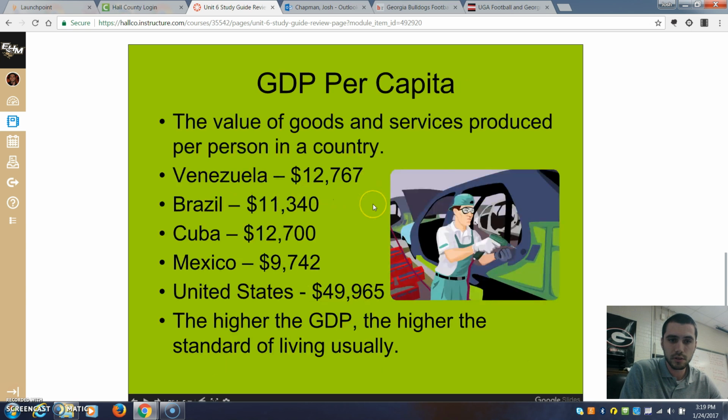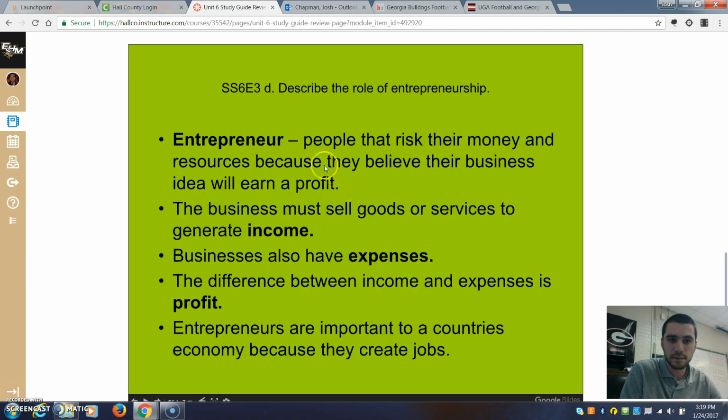Entrepreneur. Right here. Entrepreneur: people that risk their money and resources because they believe their business idea will earn a profit. So there's that. Okay, so start at "people," end in "profit." Write all of this, please. This is for entrepreneur.